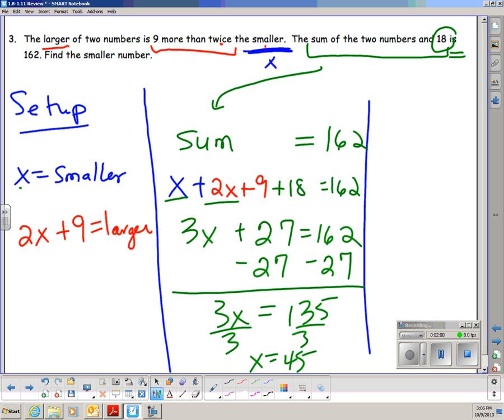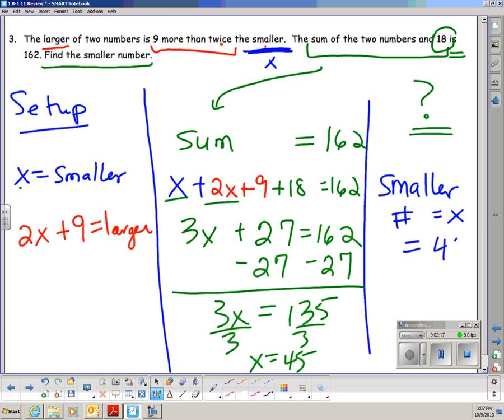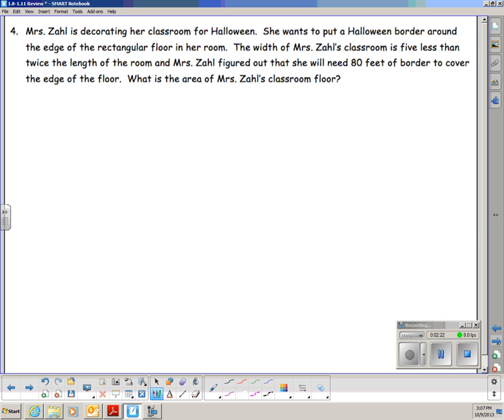And now the last column is reserved for what we're being asked to do. We want to find the smaller number. Well, if I look back at the setup column, x was the smaller number, so the smaller number is just 45. It's just the x value. That equals x, which equals 45. There's my answer.